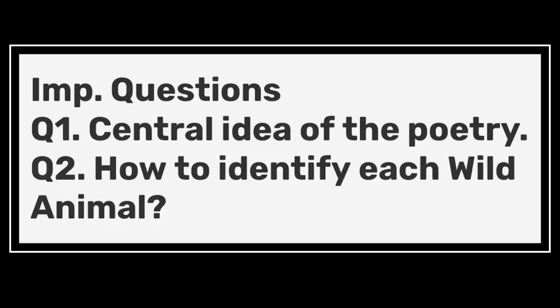Now next, important questions, because the central idea and the summary are again quite important. And how to identify each wild animal, because you know that certain traits are mentioned by the poet. So yes, this is again an important question of this poetry. And how does the poet suggest that you identify the lion and the tiger, because yes, the contrast is also given. And the bear's hug, why is she using this? Because why confuse the novice?